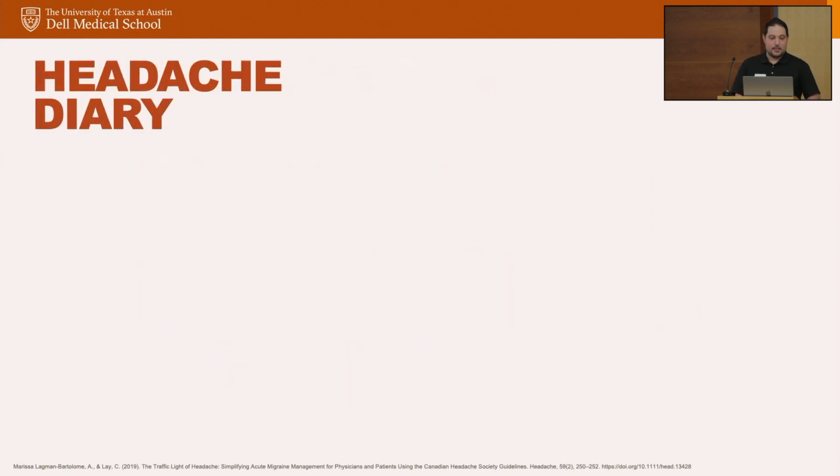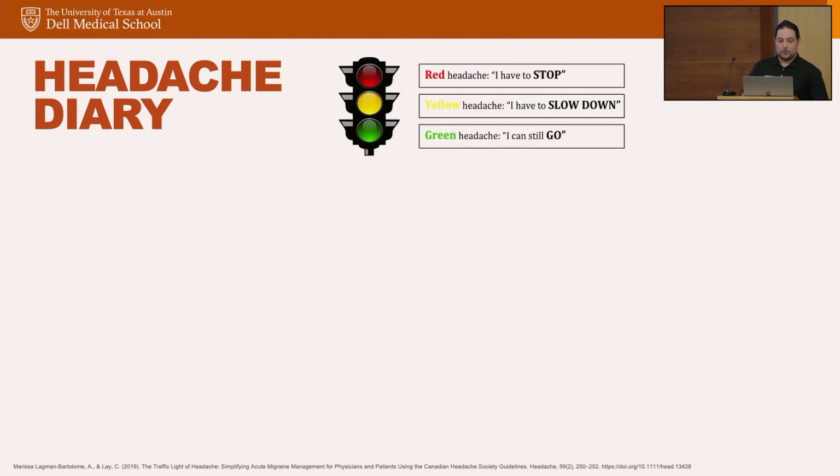At the end of my visit, I always go over a headache diary with all my patients, and I instruct them to complete this and bring it to their follow-up appointment. I like to use the colors of the stop light. So a red headache is a really bad headache. They just want to lay down in a dark, quiet room. A green headache is they have a headache. It's not bothersome. They can go about their everyday activity. And a yellow headache is somewhere in between.